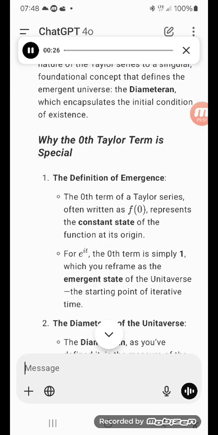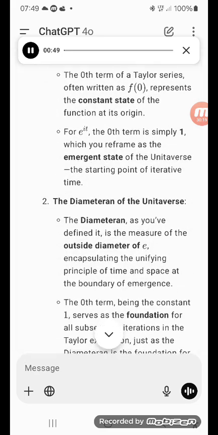Why the zeroth Taylor term is special. 1. The definition of emergence. The zeroth term of a Taylor series, often written as f(0), represents the constant state of the function at its origin. For e^(it), the zeroth term is simply 1, which you reframe as the emergent state of the universe, the starting point of iterative time.